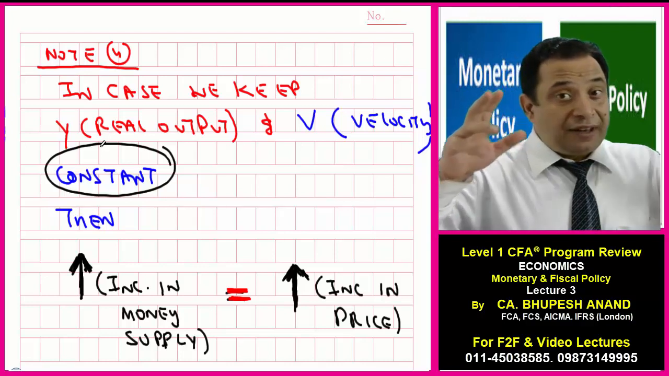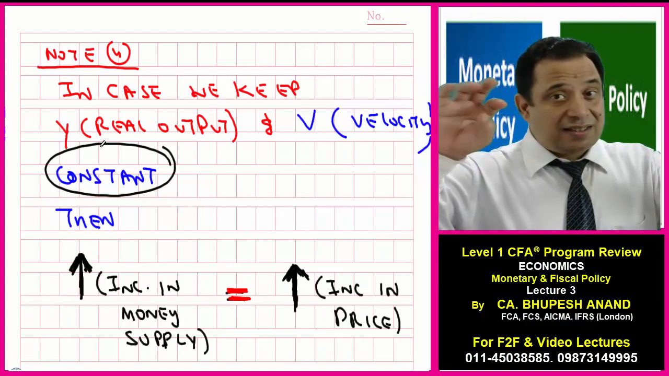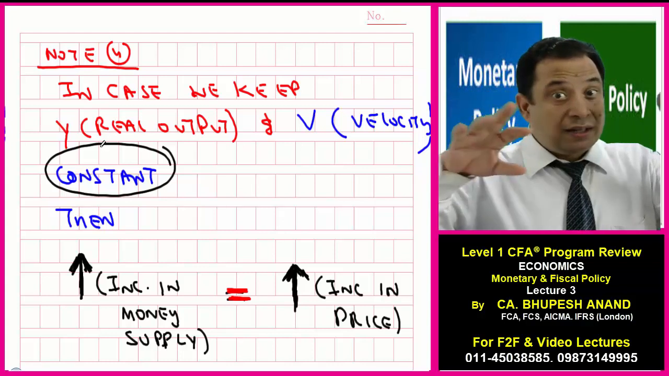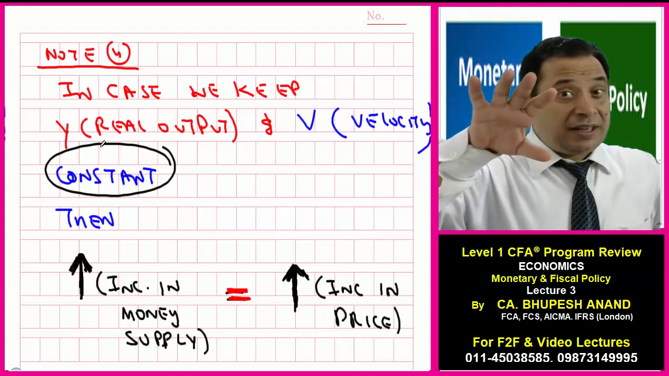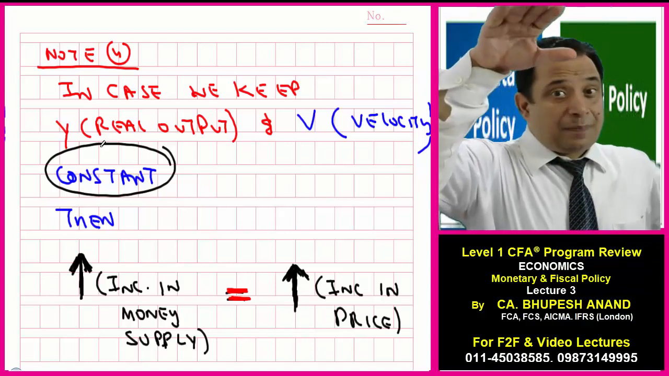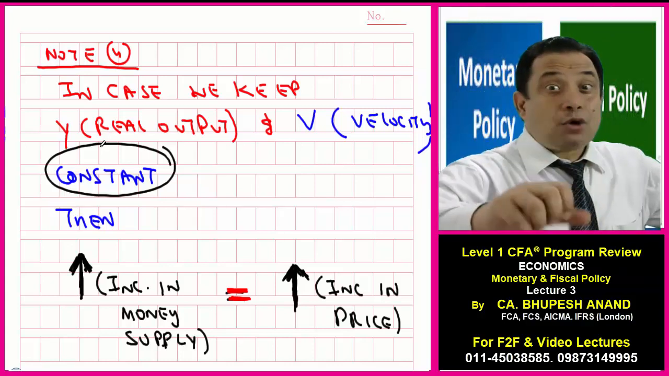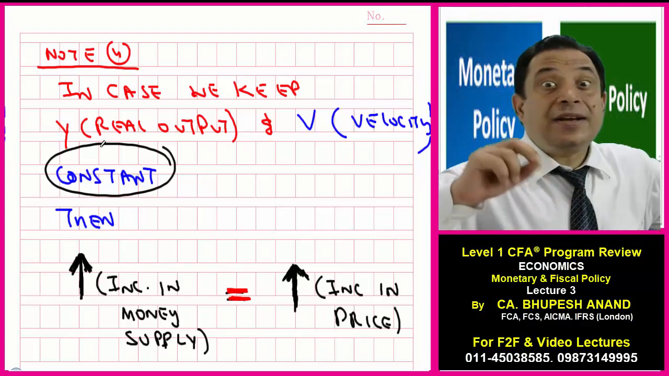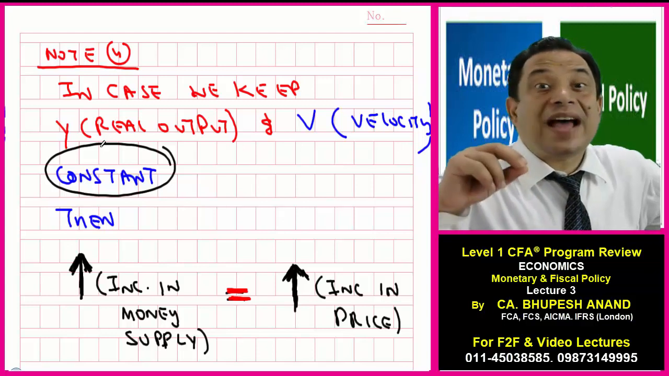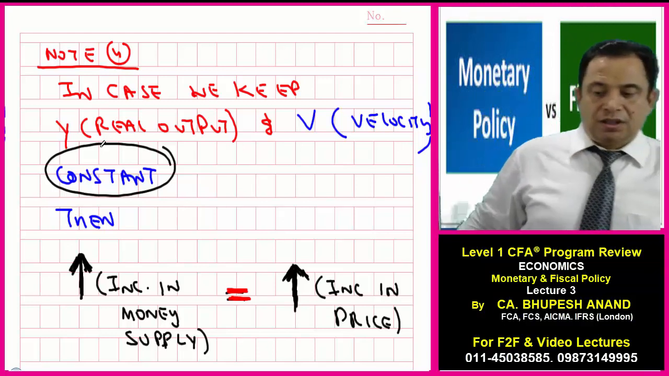Then I told you that if I keep Y and this velocity of money as constant, then this price will be directly related to money supply. If I increase money supply, price will increase. If I decrease money supply, my price will decrease. So I want to tell you, this is named as money neutrality. Firstly, write on this.